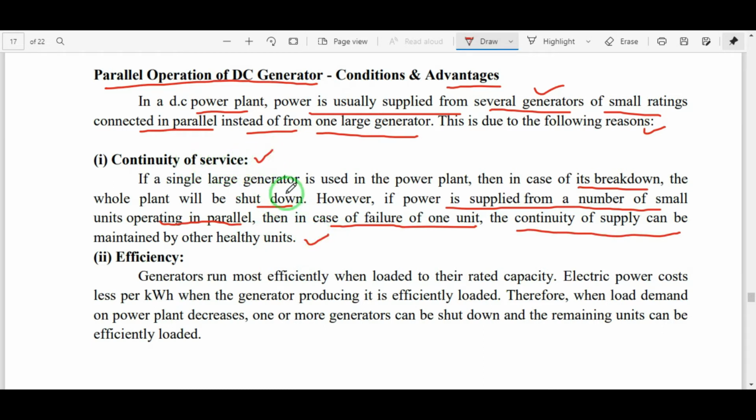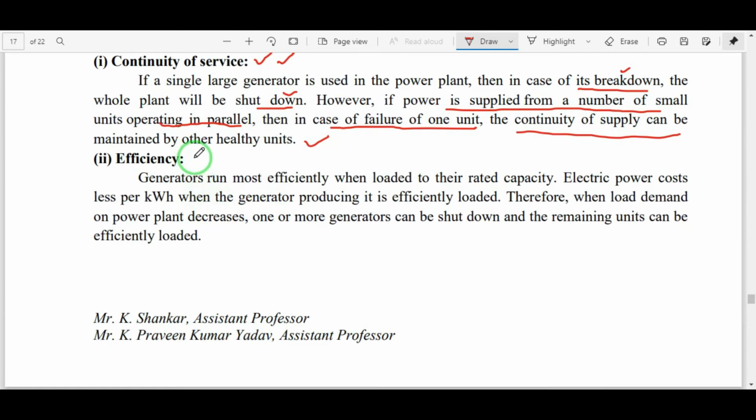If there is a large generator and it breaks down, then the plant will be completely shut down. If there are some small units in parallel connection, then if there is any fault or failure in one unit, the remaining units will provide the supply without any interruption. So this is the first advantage, continuity in service. Now coming to the efficiency.